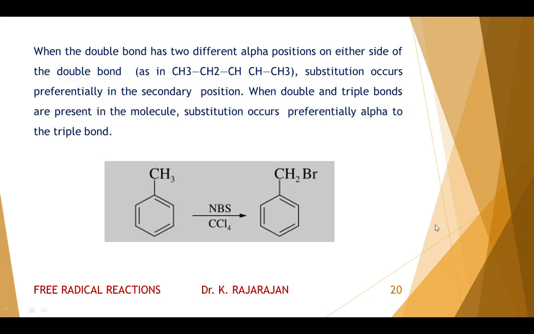When the double bond has two different alpha positions on either side of the double bond, substitution occurs preferentially at the secondary position. When double and triple bonds are present in the molecule, substitution occurs preferentially alpha to the triple bond. So, toluene, when it is treated with NBS and carbon tetrachloride, gives the product like this.